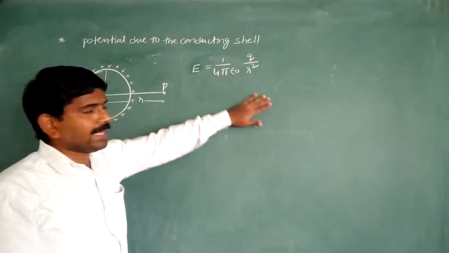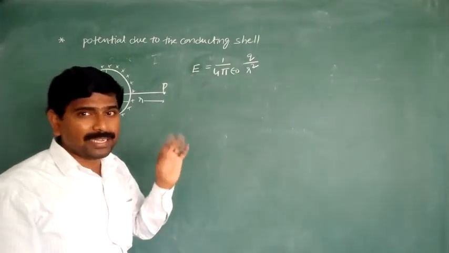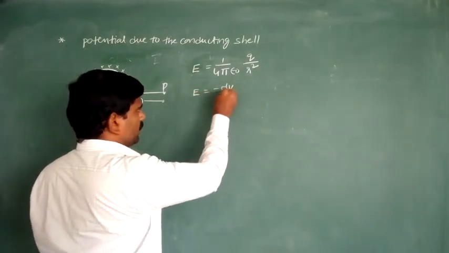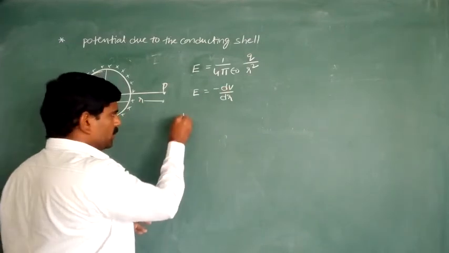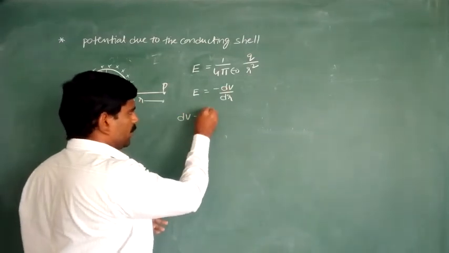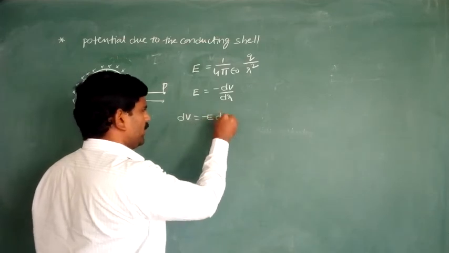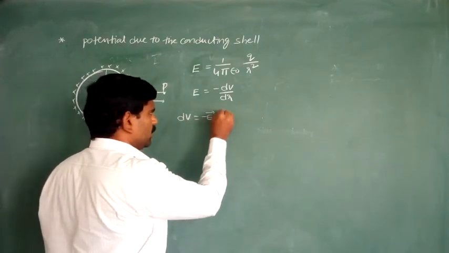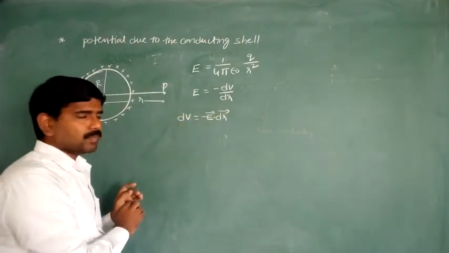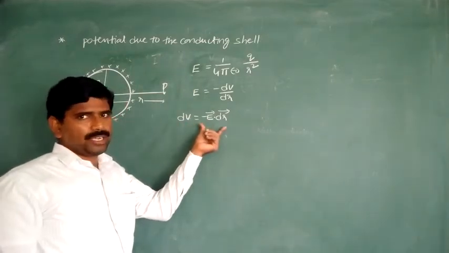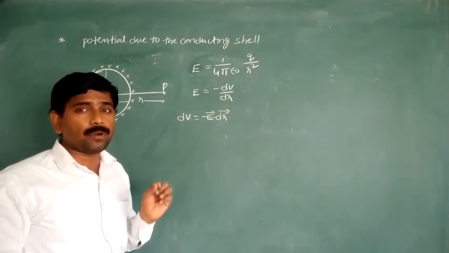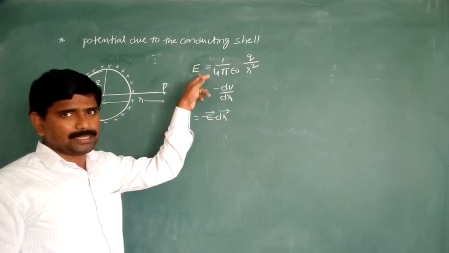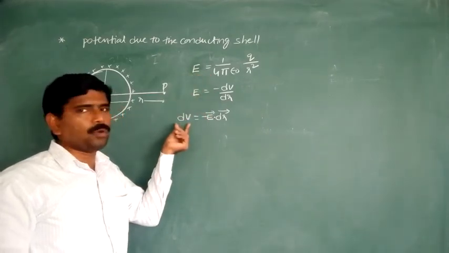We find out the electric potential. We know the electric field intensity. What is the relation between them? E is equal to minus dV by dr. From this, dV is equal to minus E bar dot dr bar, in vector representation. If we integrate this equation, we get the electric potential. Here the known quantity is the electric field intensity, and we are finding the electric potential.